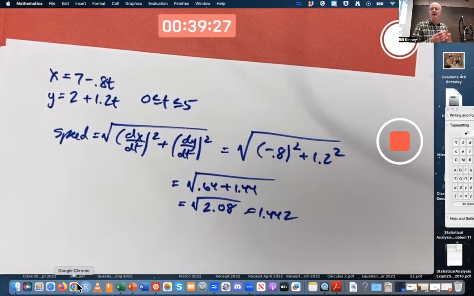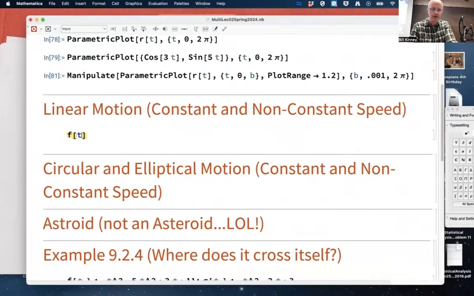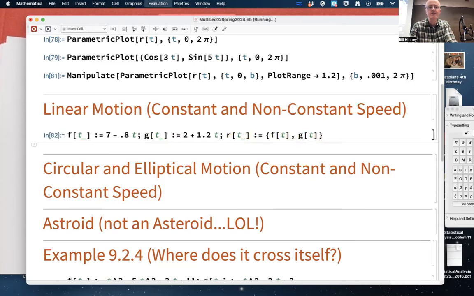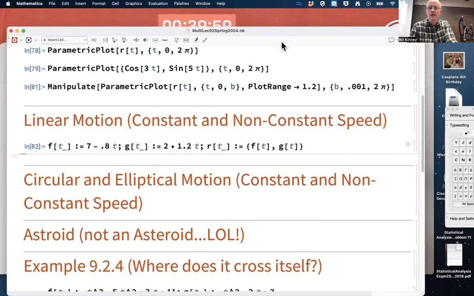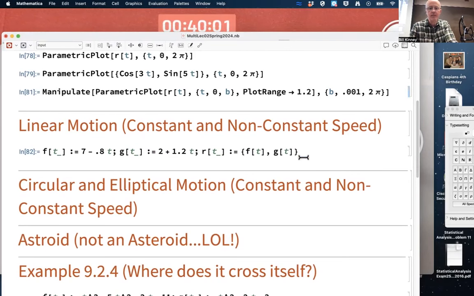Could we model motion along a line at a non-constant speed? Let's just go ahead and type these functions in here. F of t is 7 minus 0.8t. G of t is 2 plus 1.2t. Probably not best for you to try to type with me here. Just watch and listen here. R of t is f of t comma g of t. Let's copy and paste this code here and make appropriate changes.